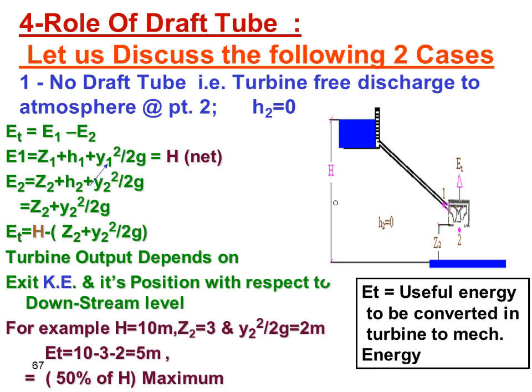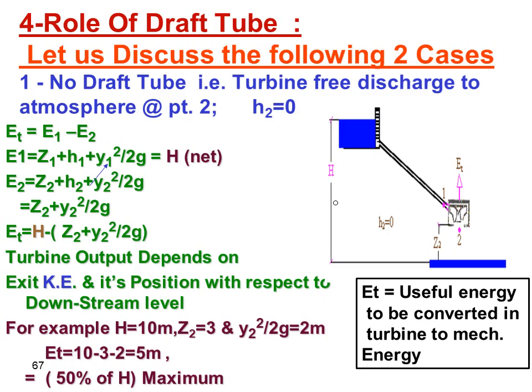Let us go to the last part in the reaction turbine. It is the draft tube. What is the draft tube? We will see its function after the second slide after this. Let us discuss the following two cases. First case, we have no draft tube. As we see, we have here the upstream water at a height head above the downstream level.